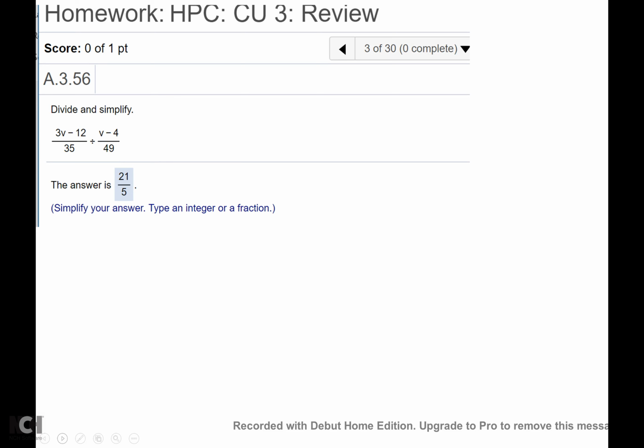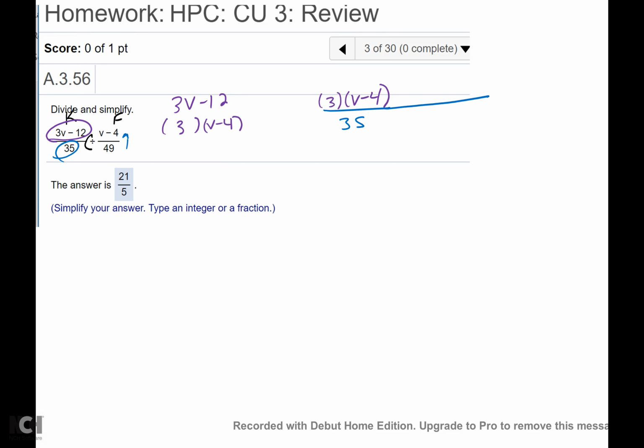Alright, we've got division, which means we keep, change, flip, and I'm going to factor as I go. So if I factor the top of this one, 3b minus 12, I can GCF a 3 out, which would leave b minus 4. So I rewrite the top as 3 times b minus 4. The 35 I can't do anything with. I'm going to change to multiply, but I got to flip these guys. So that goes on top, that goes on bottom. I can't factor that, but that's got to move to the bottom. And I can't factor that, but that's got to move to the top.